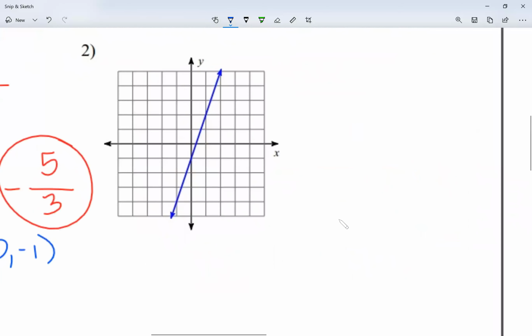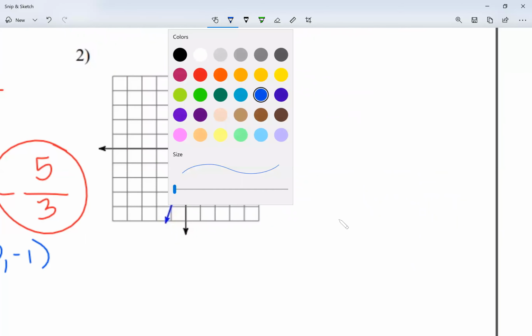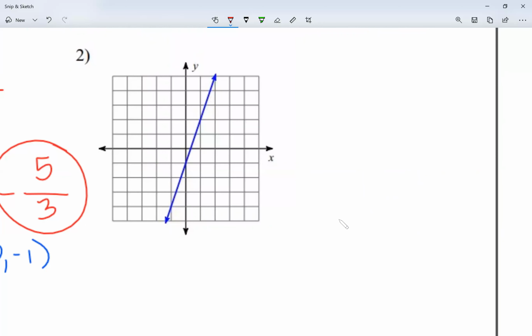All right, let's take a look at question number 2. Let me start with the slope. Again, I'm going to choose points. I could choose this point, this point.